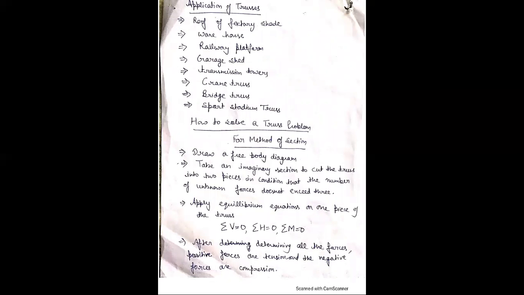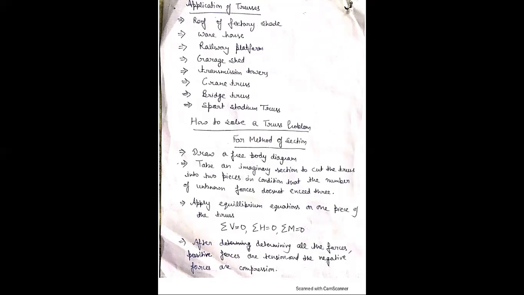Now the applications of trusses. Trusses are used in the roof of a factory shed, in warehouses, and in railway platforms. They are also used in garage sheds, transmission towers, crane trusses, bridge trusses, and sports stadium trusses. These are the main applications where trusses are used to make the structure of the roof, warehouse, and railway platform.